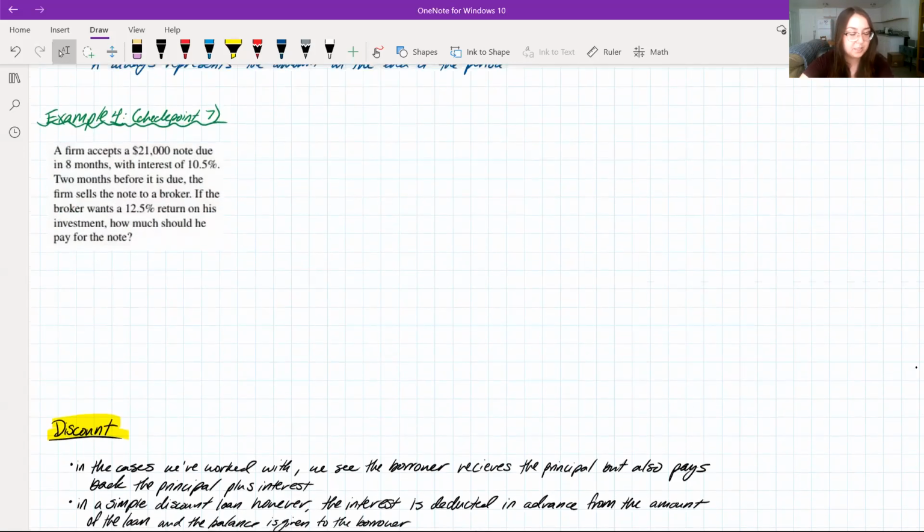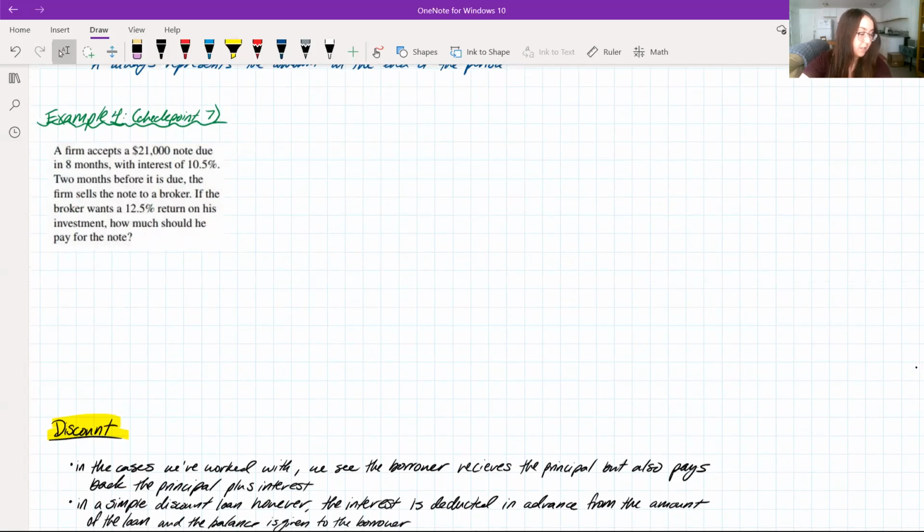So we're going to move on to example 4, which is also checkpoint 7 in your book. We see a firm accepts a $21,000 note due in 8 months with an interest of 10.5%. 2 months before it's due, the firm sells the note to a broker. If the broker wants a 12.5% return on his investment, how much should he pay for the note?